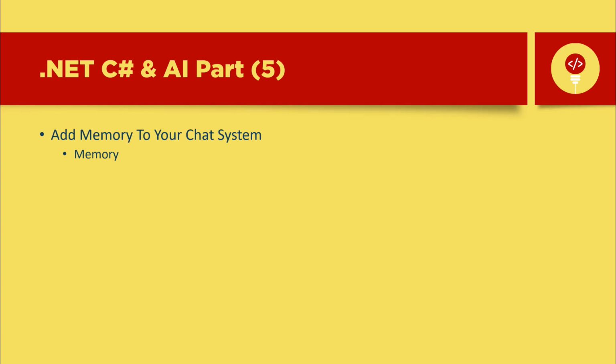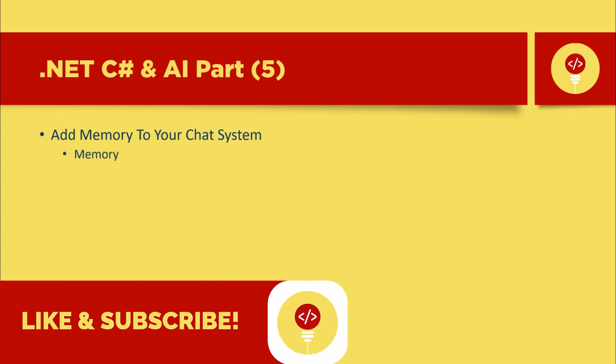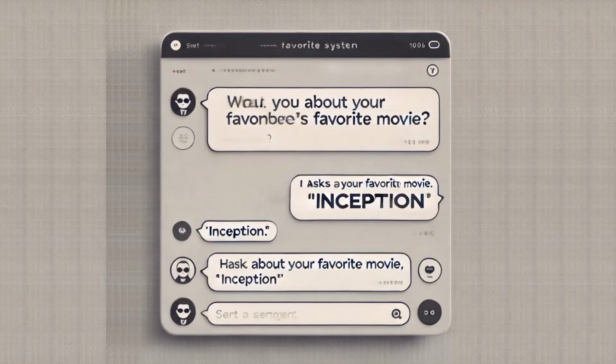Today we're taking our chat system to the next level by giving it memory. By the end of this tutorial, your chat system won't just respond to inputs, it'll remember past interactions, creating a more personalized and human-like experience. We'll explore techniques for storing and retrieving chat history, so your system can recall user preferences, past questions, and important details. Imagine your chatbot remembering a user's favorite movie and referencing it in future conversations. That's the experience we'll build today.